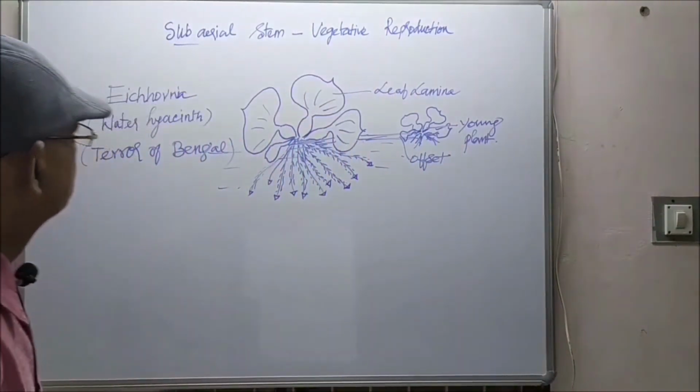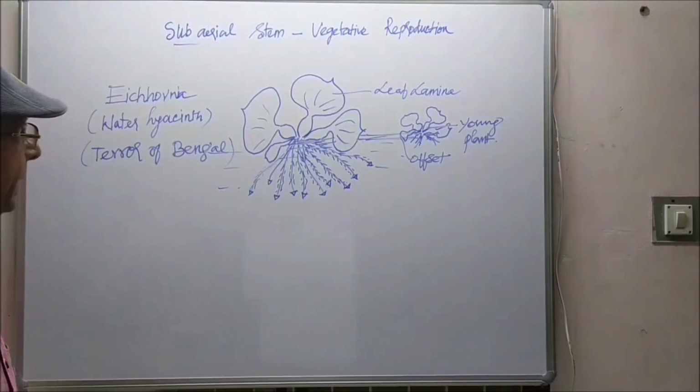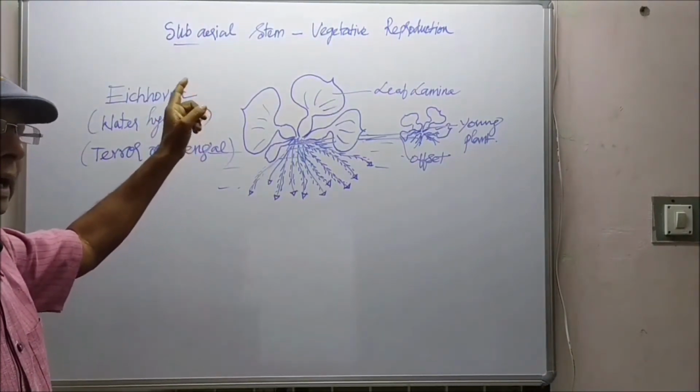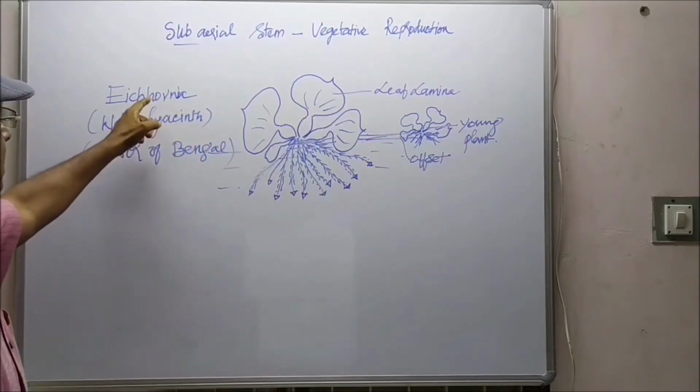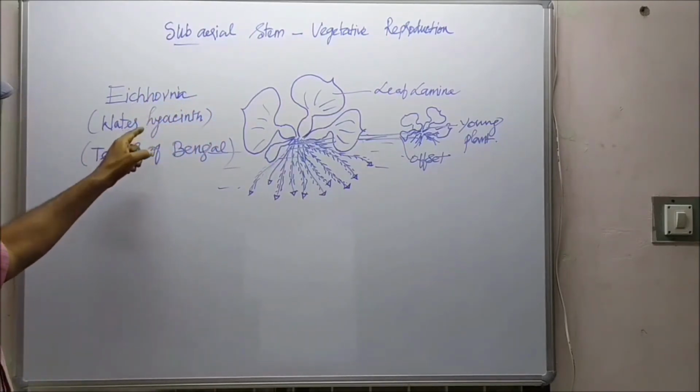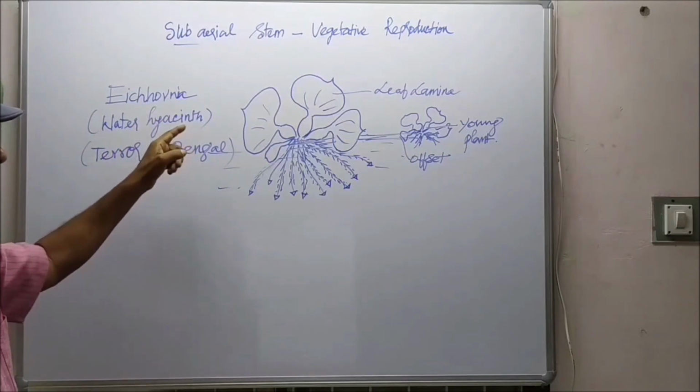Like that of Pistia, Eichhornia is also an aquatic plant growing in the water. Eichhornia is commonly called water hyacinth.